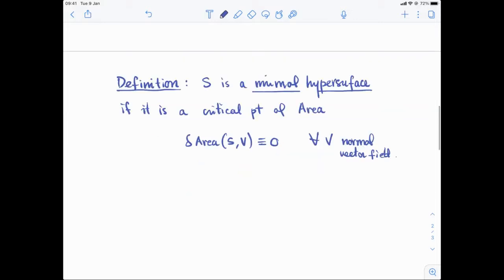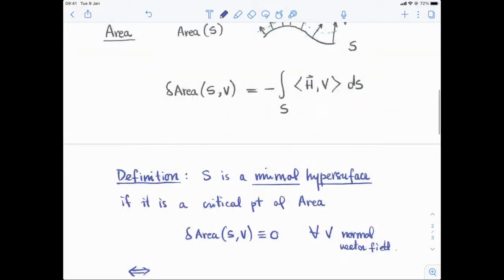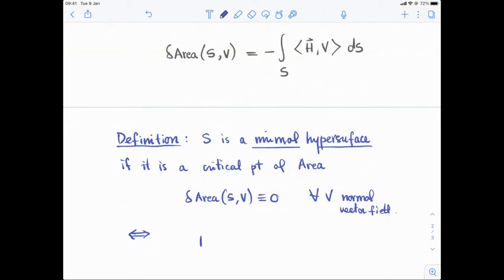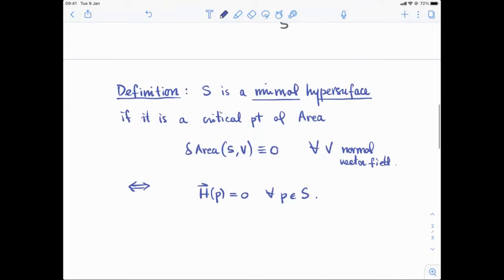Okay. So, of course, because of the integral above, this is the same as asking that the mean curvature vector of the surface is 0 for all points in the surface or hypersurface. Okay, so notice that a minimal surface is not necessarily a minimizer.